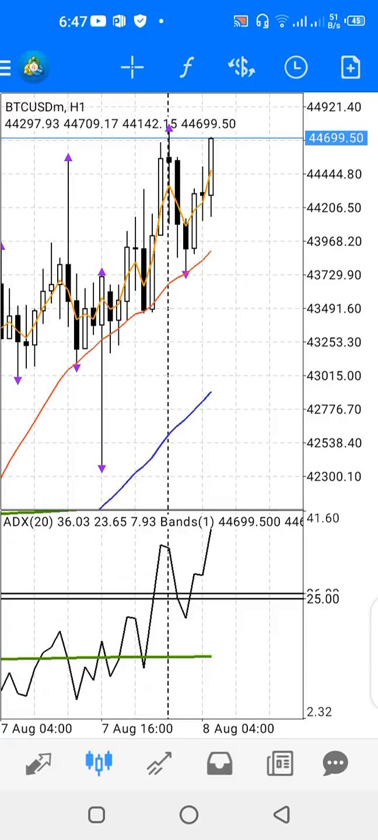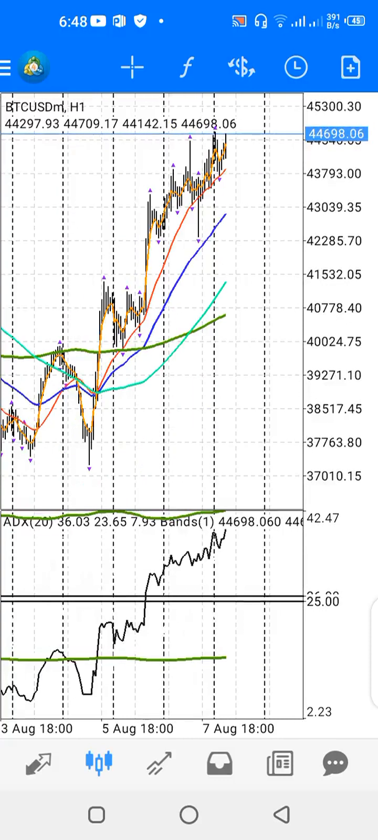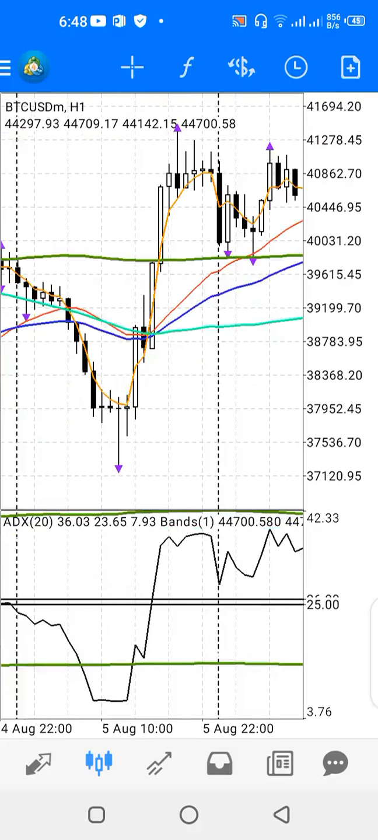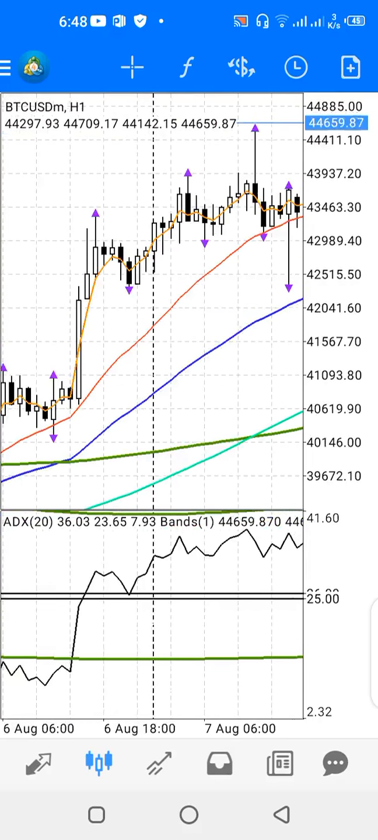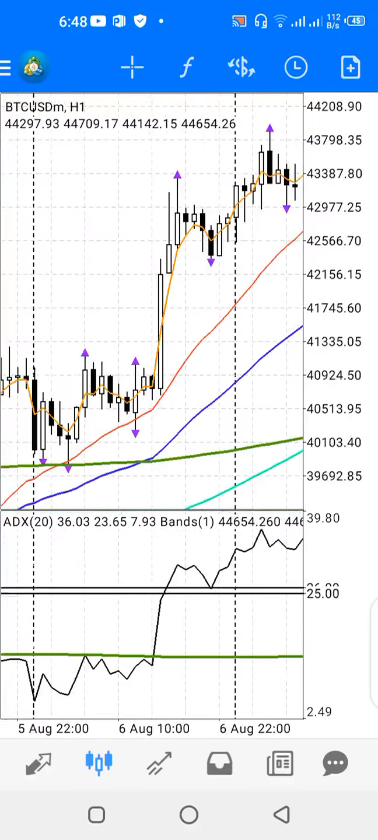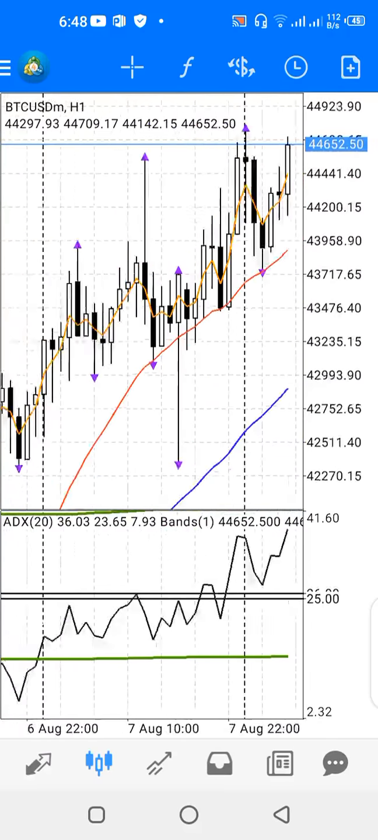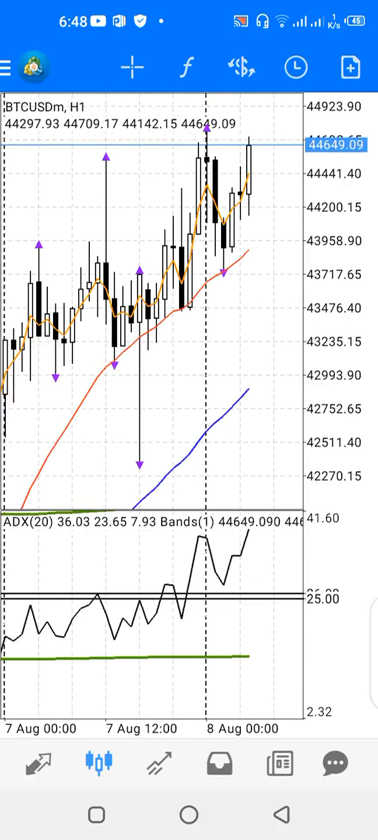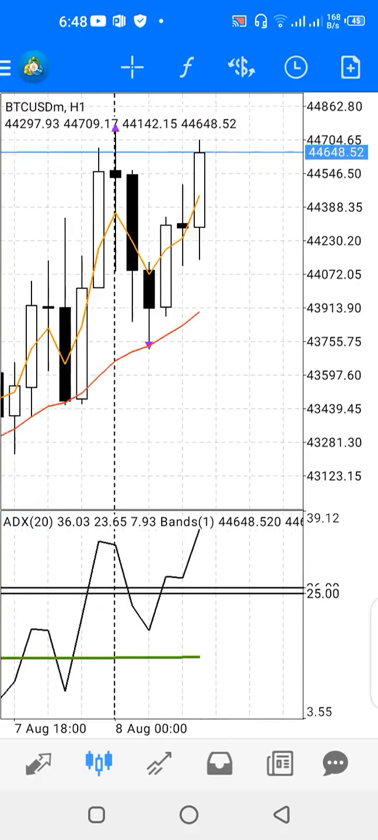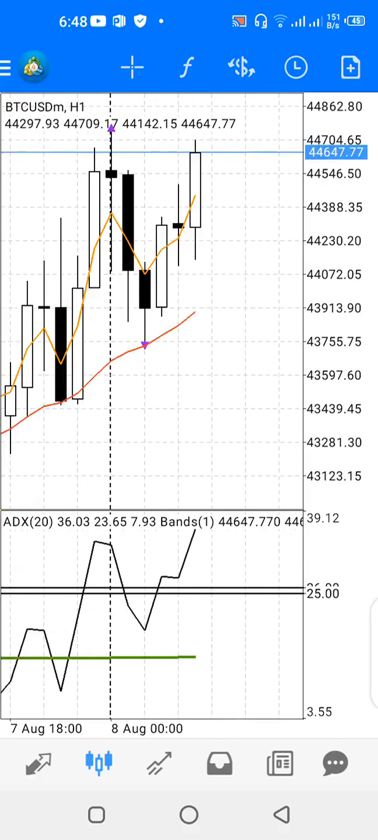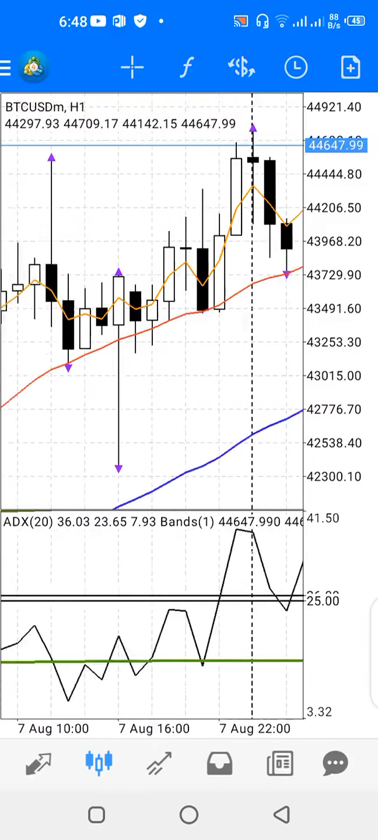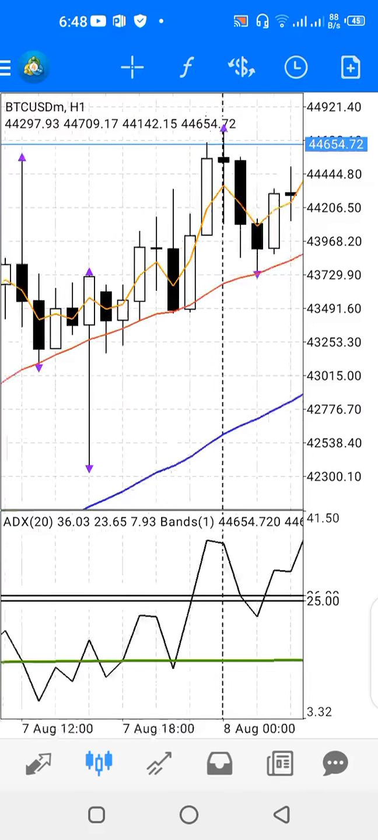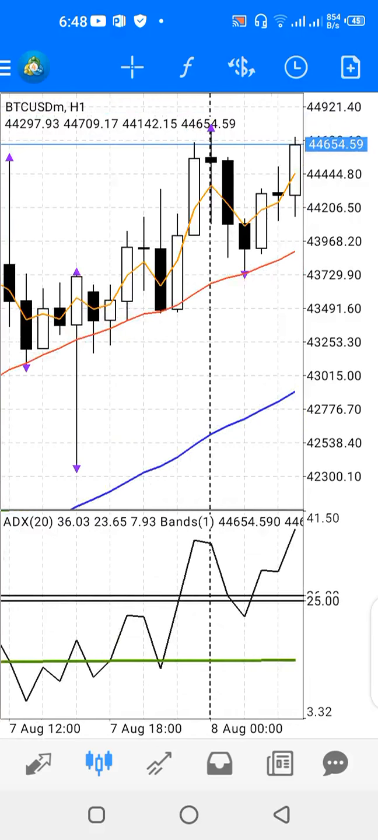You may go ahead and drop your comments, ask questions. Of course, you can use this strategy on any time frame. In as much as you can see the moving averages or the indicators, you can use it on any time frame, and you can use it for any currency pair. You can use it to trade gold. You can use it to trade forex. You can use it to trade indices, Nasdaq. You can use it to trade volatility index. You can use it to trade boom and crash as well.